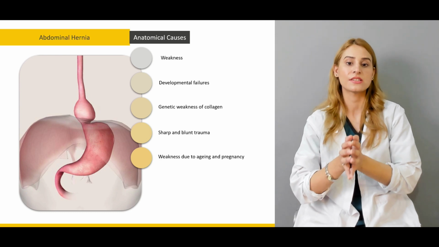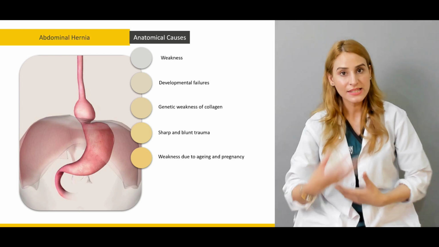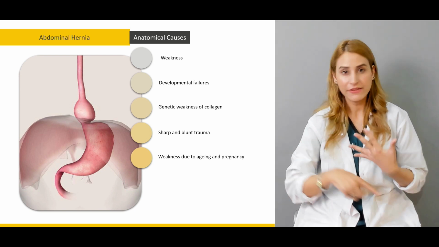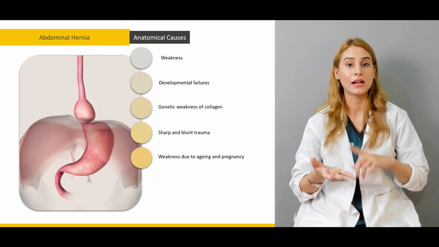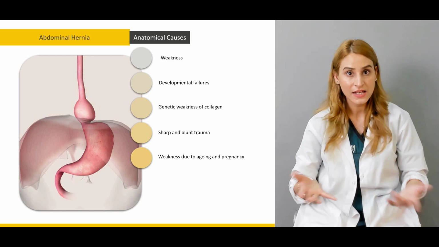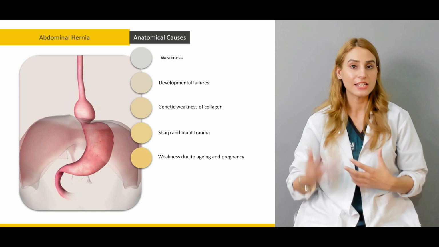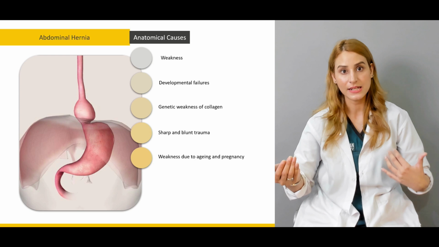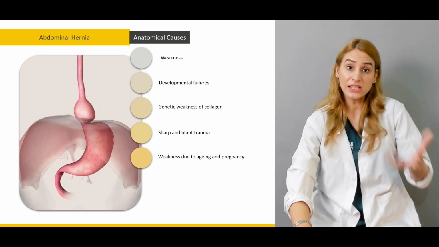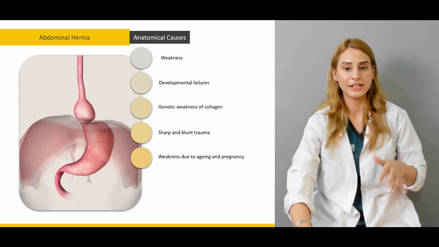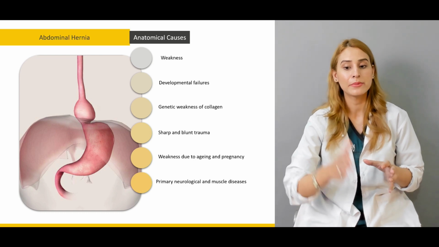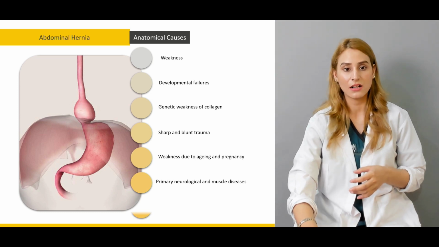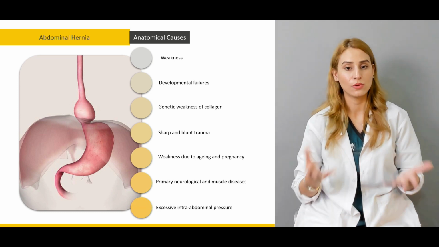All those conditions which increase the intra-abdominal pressure, like coughing, straining, heavy exercises, weightlifting, being involved in athletics, because there's a lot of excessive physical activity. So these are all the conditions which precipitate, and there's a weak point, and the contents herniate through that particular weakness. There can be primary neurological and muscle diseases as well. So these were the anatomical causes, and excessive intra-abdominal pressure, already told you, right?